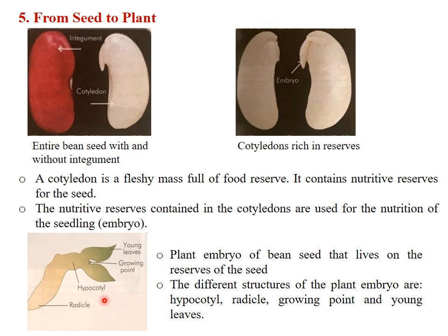Now, if we look at the third document, we can see a plant embryo of a bean seed that lives on the reserves of the seed. Let us discover what a plant embryo is and what the different structures of the young plant are. A plant embryo is a small plant. The different structures of the plant embryo are a hypocotyl, a radicle, it means a small root, a growing point, and young leaves.